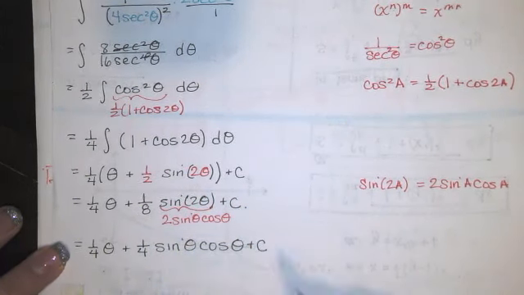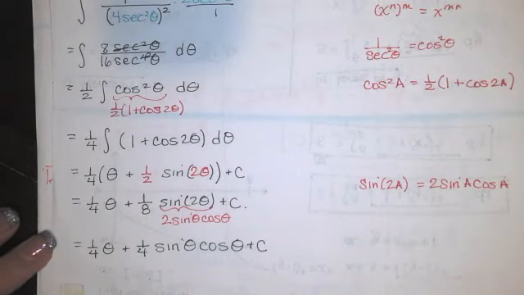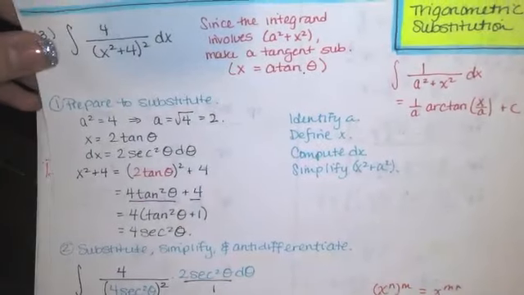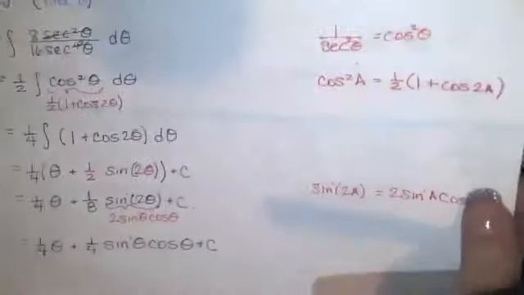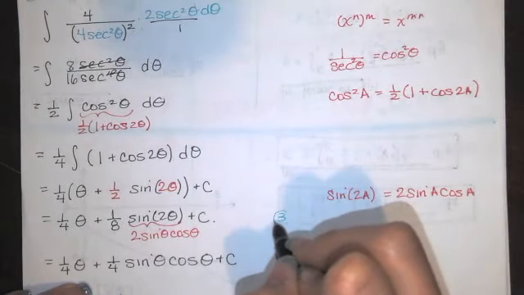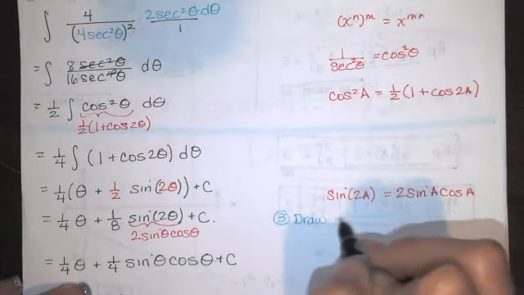So this is my answer in terms of theta, but we don't want an answer in terms of theta. We want an answer in terms of x. So we need to draw that triangle. And we'll use our original substitution to label the sides of the triangle.